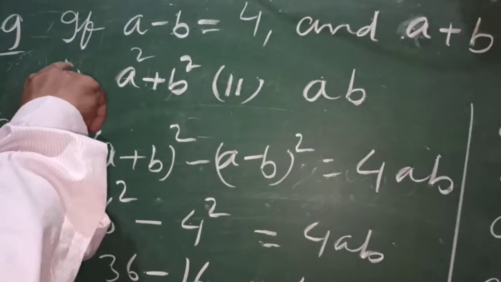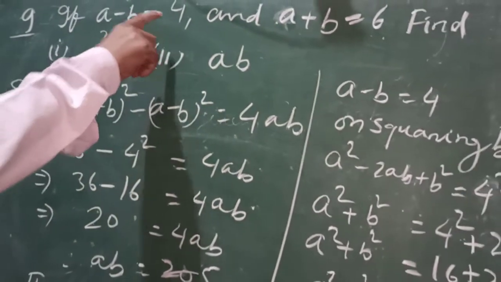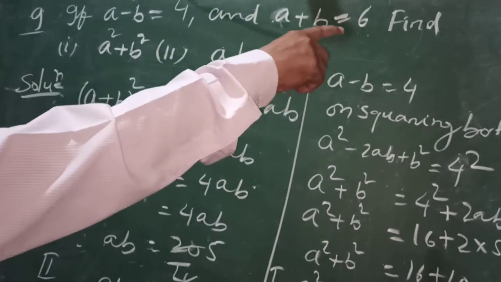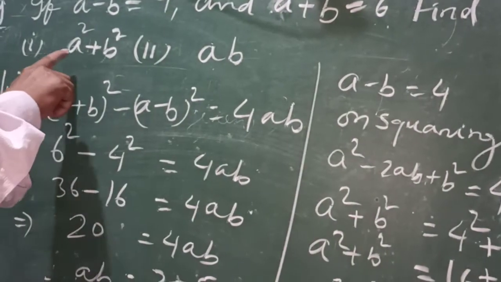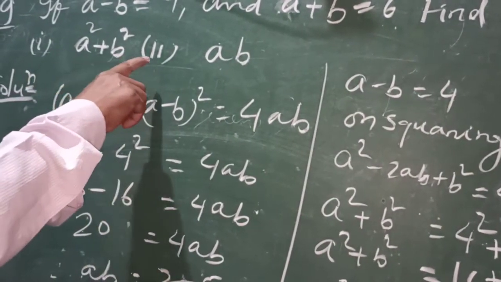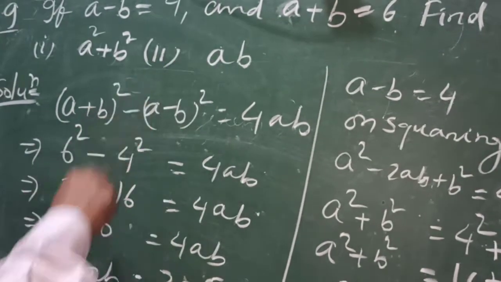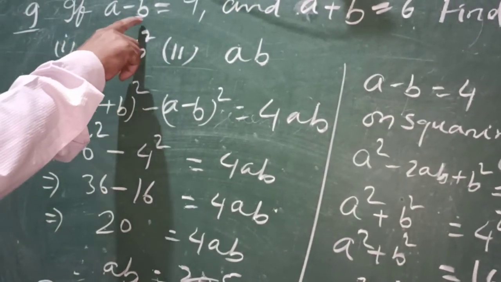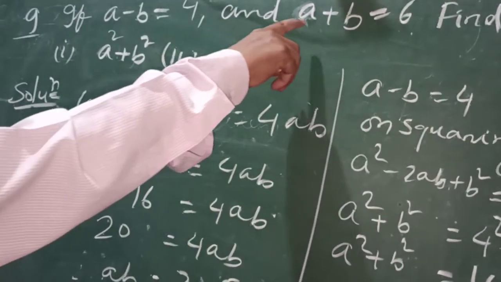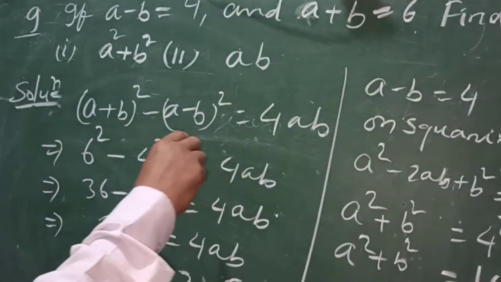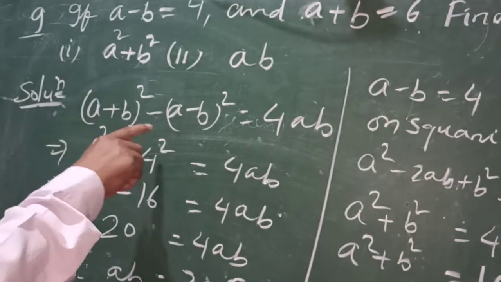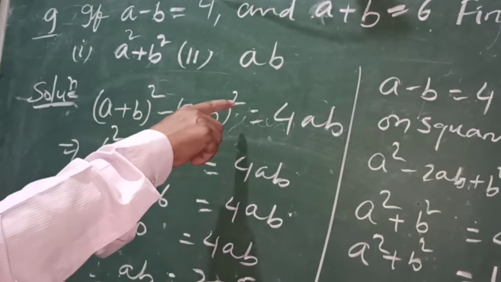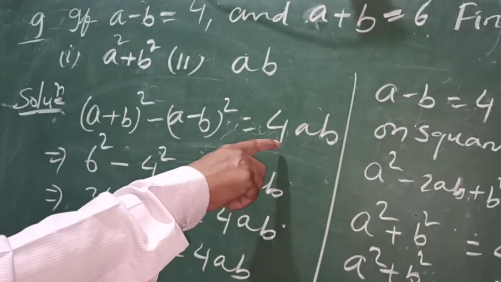Question number 9. If a minus b is equal to 4 and a plus b is equal to 6, find first number question a square plus b square. Second number question ab. Solution. You have given a minus b is equal to 4 and a plus b is equal to 6. According to formula, a plus b whole square minus a minus b whole square is equal to 4ab.